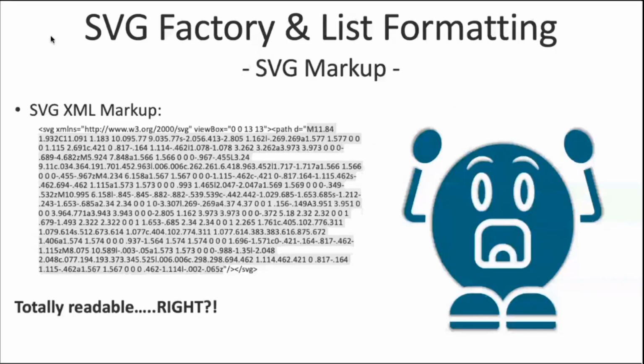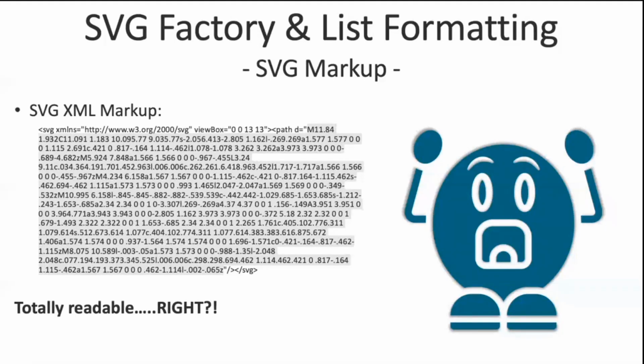So we see what that markup looks like, and that makes sense to everybody, right? Totally readable, totally legible. We know what every little integer means and how it's going to work. No, it's very confusing, and it can be confusing. So we wanted to make it easier. We had an idea together on how to make it easier for the community to access icons, and that's where the SVG Factory comes in.